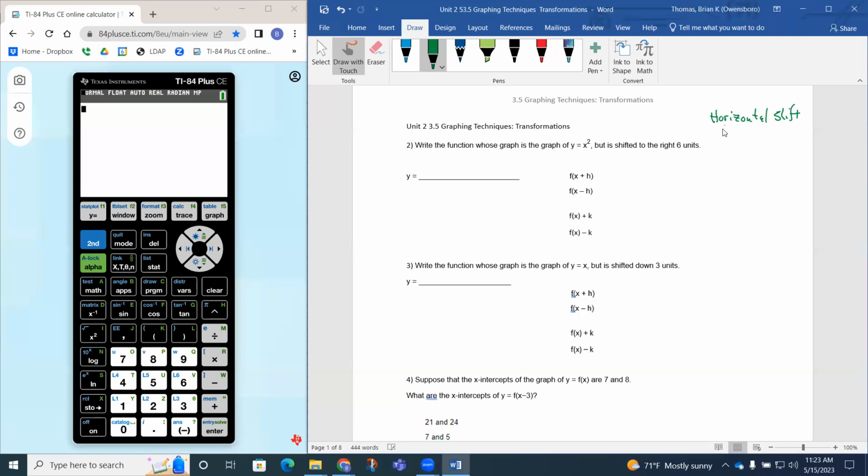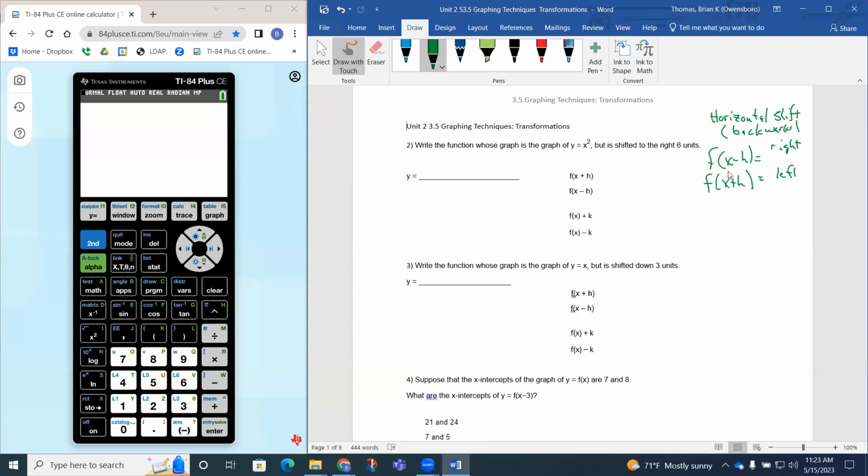And you also have to be kind of thinking backwards of what you see. So if I gave you f of x minus h, what happens is this is going to shift the graph to the right. If I have f of x plus h, that's going to shift the graph to the left.